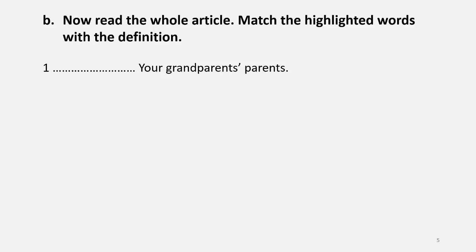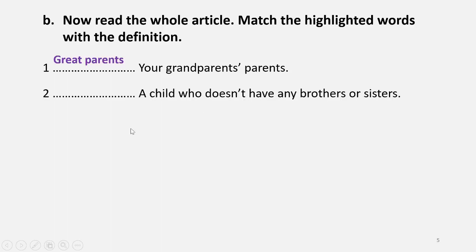Your grandparents. Okay. In here, right? We want to say about the grandparents of your parents. Yeah, we call... do you remember? Great-grandparents. Yes. And number two, a child who doesn't have any brother or sister. Yes. In that family, right? The parents just have only one child, so we call an only child, right?